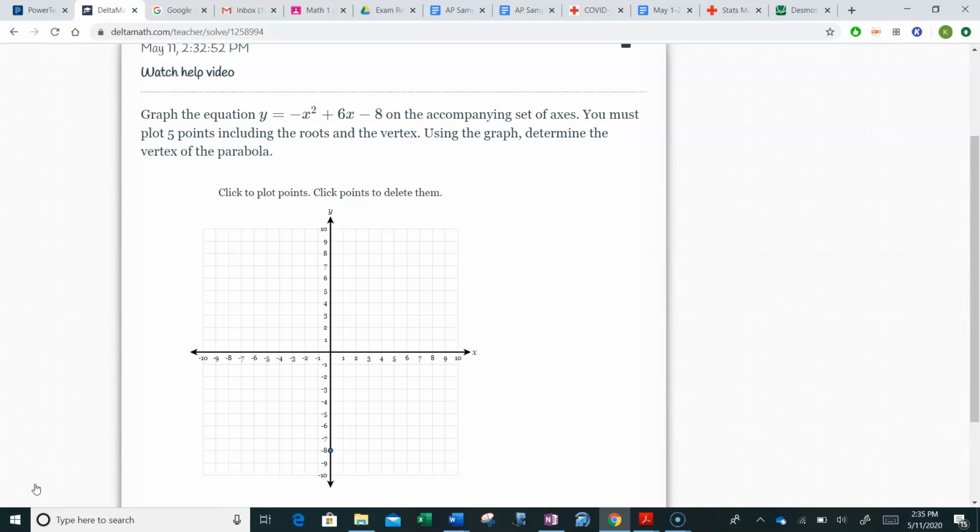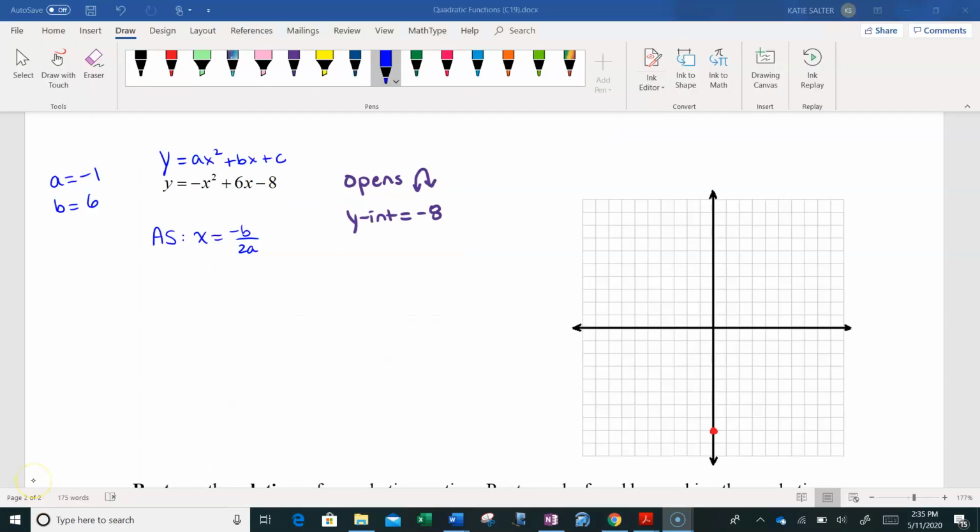So that's one of the 5 points I need. Okay, so then we need to find our axis of symmetry. So we have x equals the opposite of b over 2a. So we substitute our numbers in. So that's x equals the opposite of 6. So that would be -6 divided by 2 times -1. So that's really -6 divided by -2, which would ultimately be +3.